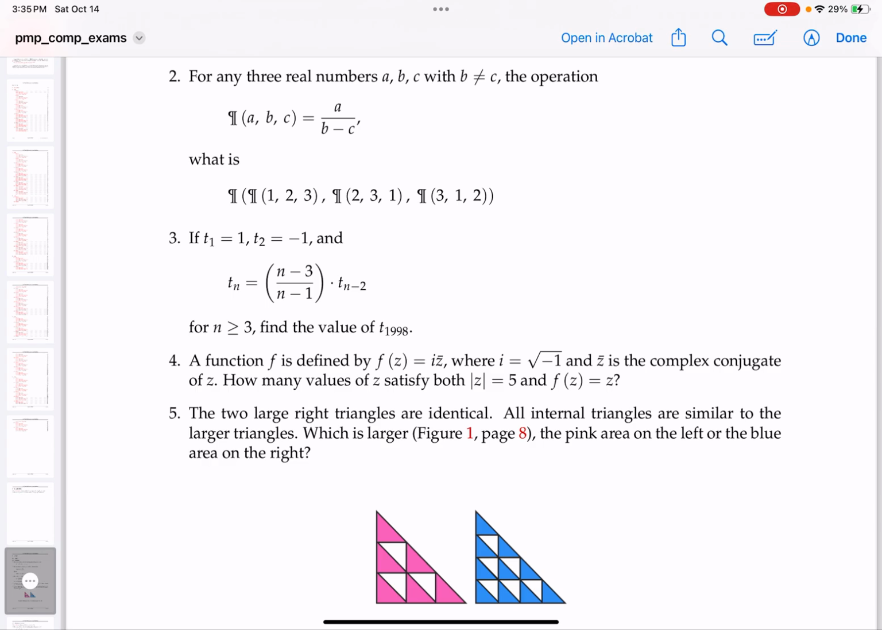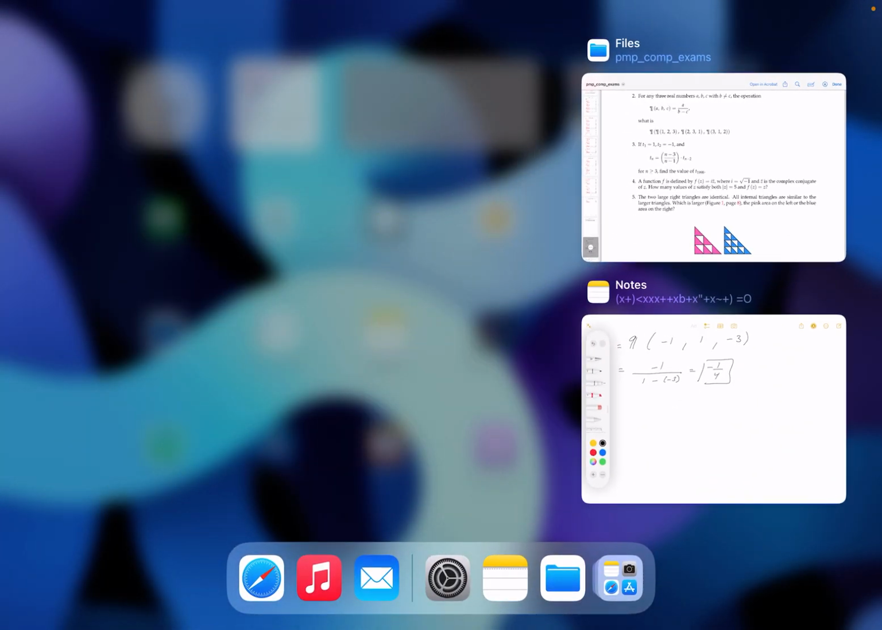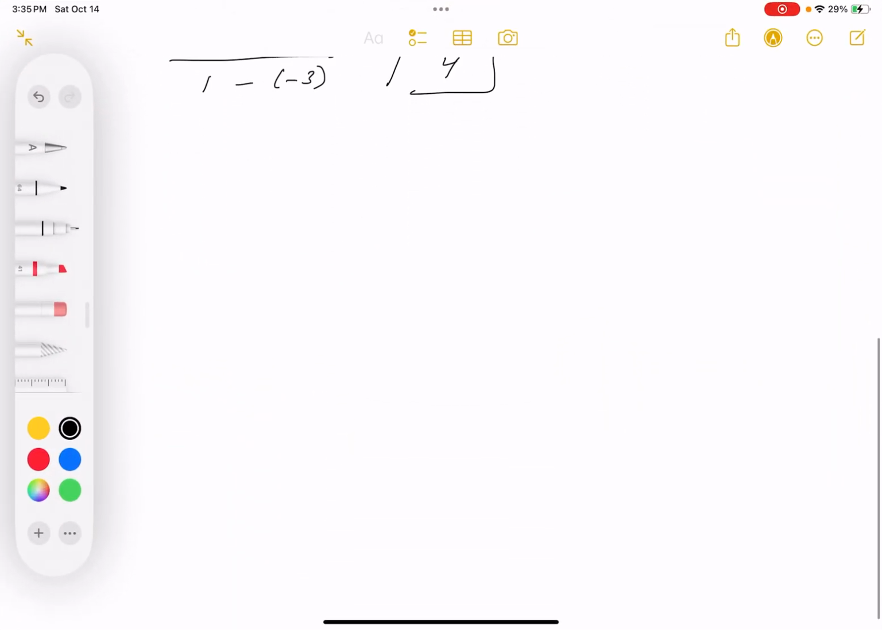They want me to find a value of T of 1998. I'd hate to go through all the terms to get there, but let's take a look. I'm going to the whiteboard to do it, and I want to see if I can see something here. This is problem number 3. I'll write this one down again for you.